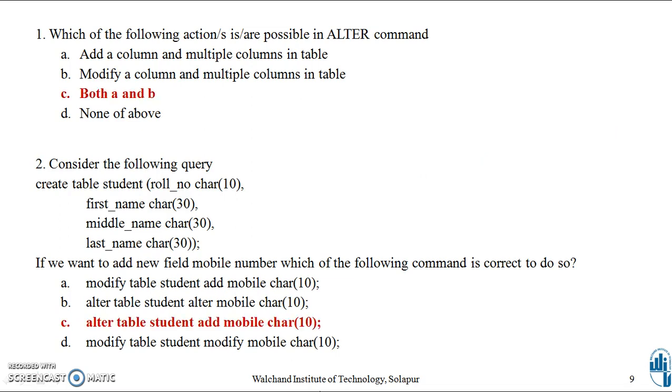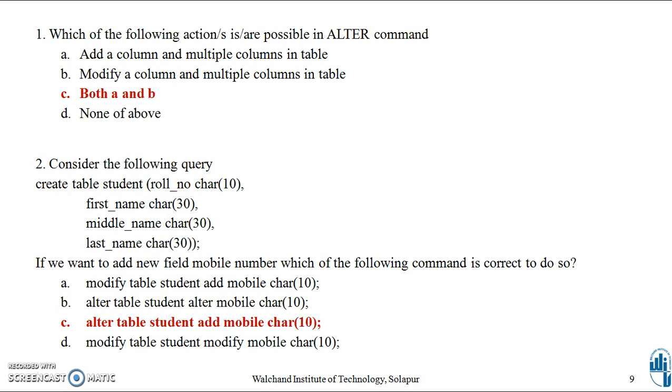I hope all of you have completed this activity. Let me now answer the first question. The first question was, which of the following action or actions is or are possible in the alter table? Since we can add a column in the table, add multiple columns in the table, modify a column in the table, and modify multiple columns in the table, the answer is option C.